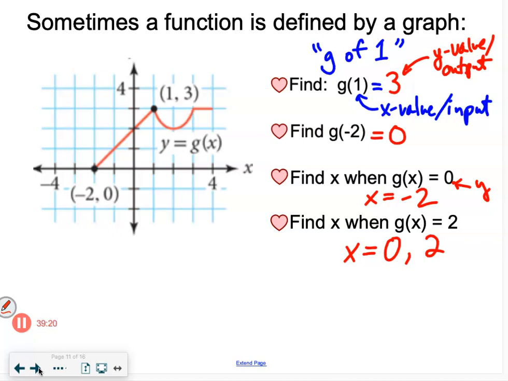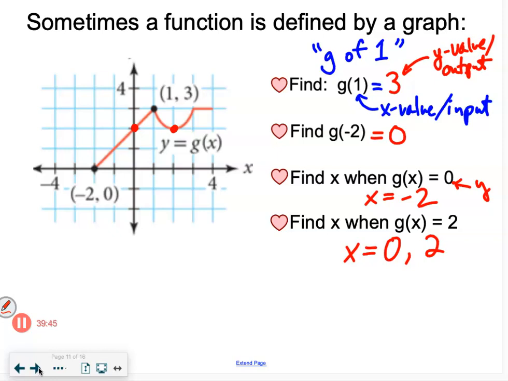It gets so confusing. But just look, it passes the vertical line test, right? But we have a point when x is 0, y is 2, and when x is 2, y is 2. So we have 2 answers for this one, right? Find x when G of x is 2, when x is 0, and when x is 2. Does everyone see that?